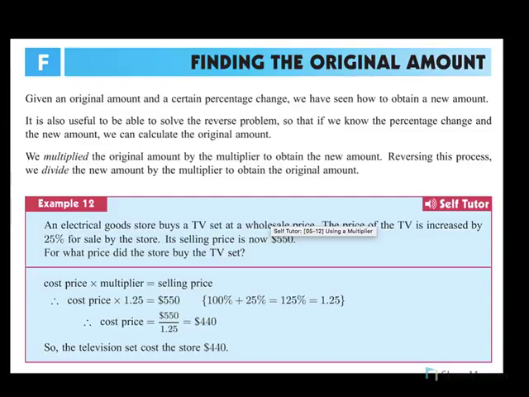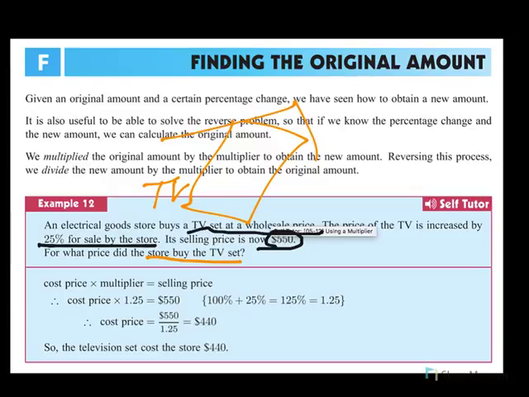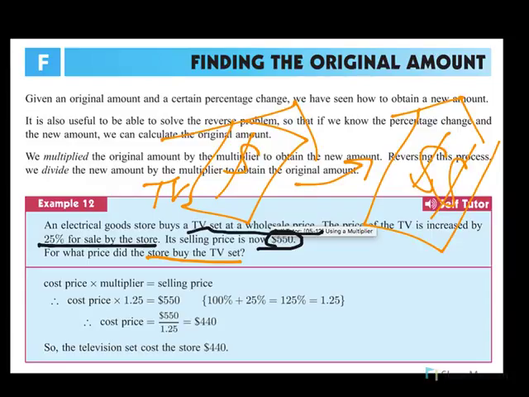This is example number 12. An electrical goods store buys a TV set at a wholesale price. The price of the TV is increased by 25% at the store, so it is now $5.50. What was the price the store bought the TV for? So we have the TV in the big supermarket, and it has a certain price tag. Then it's sold to, let's say, Home Depot or something, and now the price is increased. So we have to figure out what the original price was, and this is how they do it.